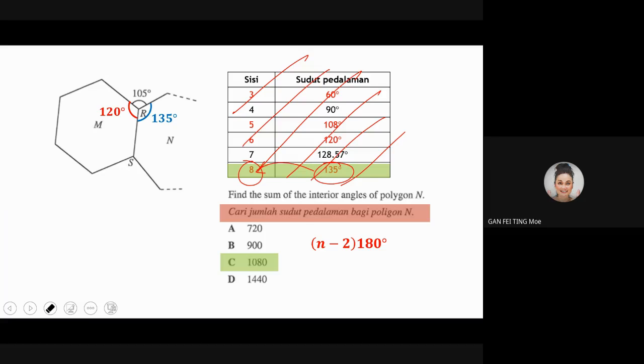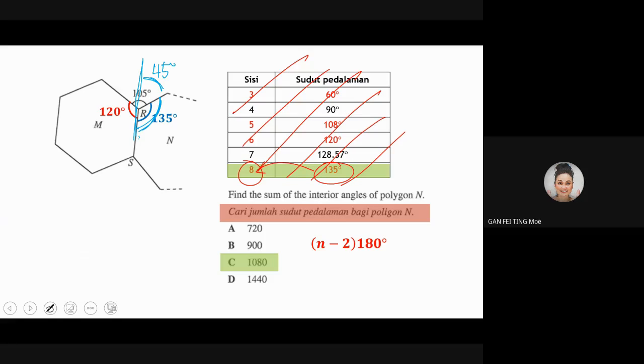So here, you see what am I going to do here? I'm going to add a straight line here. So this is 135. This will be the exterior angle for the polygon. The exterior angle will be 45 degrees. How do I know? Because a straight line is 180. Take away 135, it will be 45.